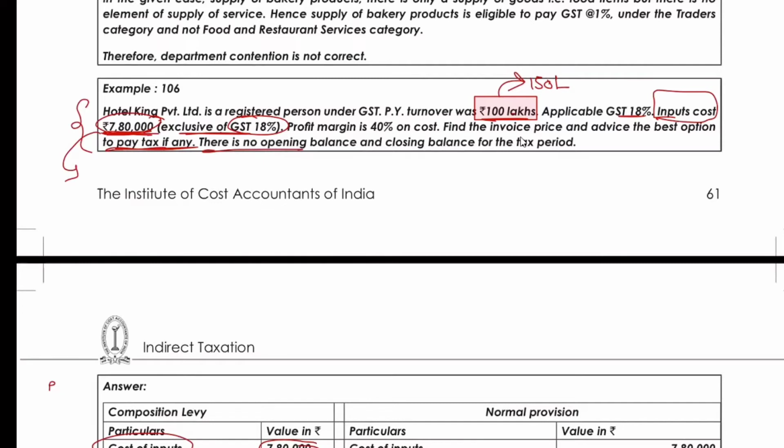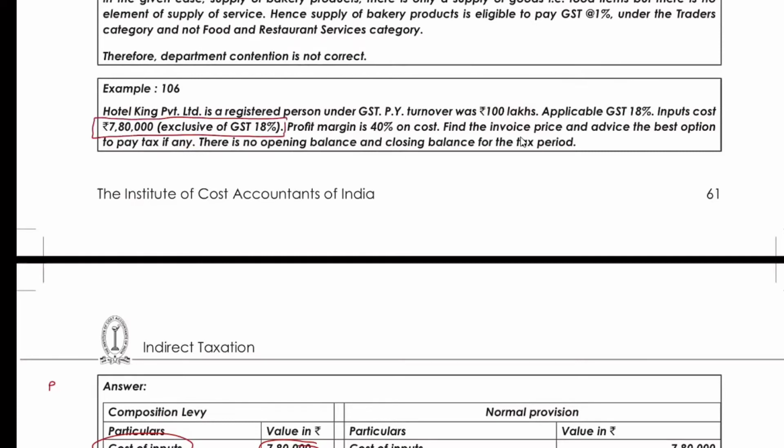Yeah, but they're not asking about 100 lakhs. They're asking about this amount. For this amount, should they opt for the normal tax, take ITC and pay tax on the rest, or should they opt for the composition scheme, meaning with no ITC? They are just asking for the calculation for only this said amount.